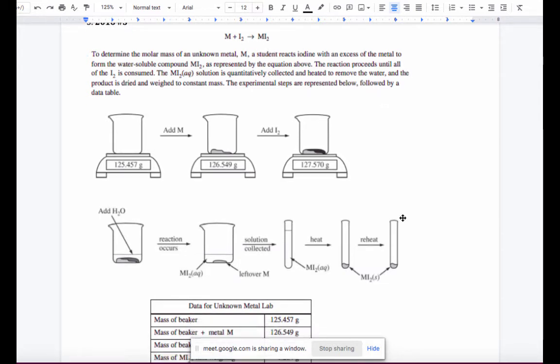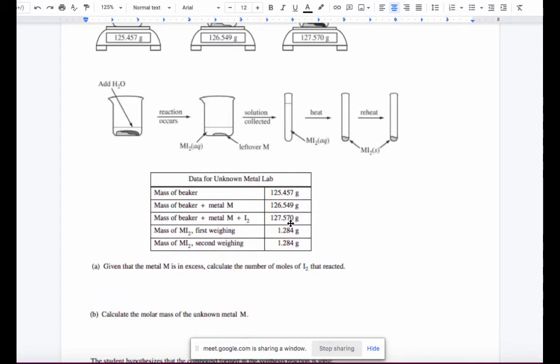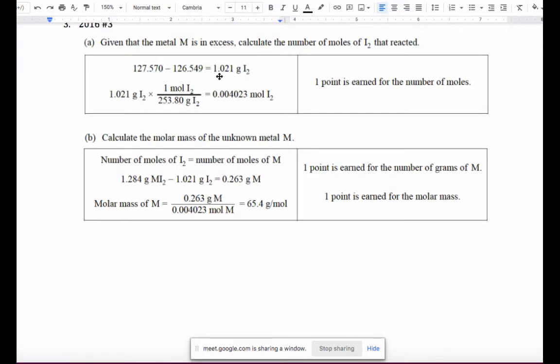Then you have this data table. This data table gives you a lot of information as well. You have the metal plus I2, and you have the beaker plus just the metal. If you subtract those, that will give you the mass of I2 that reacted. So 1.021 grams of I2 reacted, and then you use the molar mass to go to moles. So part A was just 1 point.